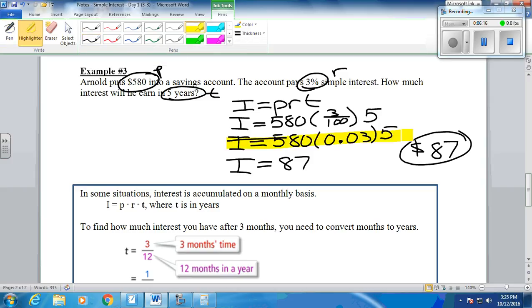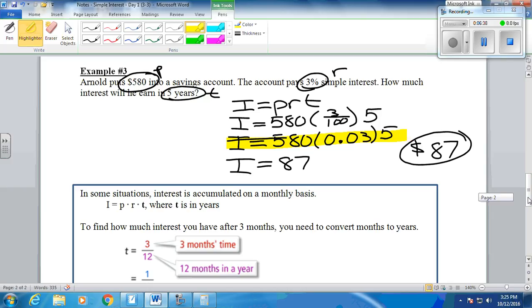The step that I have highlighted, you probably don't have on your paper, but I was just showing you that 3/100ths, when I change that to a decimal, is 0.03. You need to make sure that that's what you're multiplying by here. You don't want to accidentally leave it as just 3. So you should get $87.